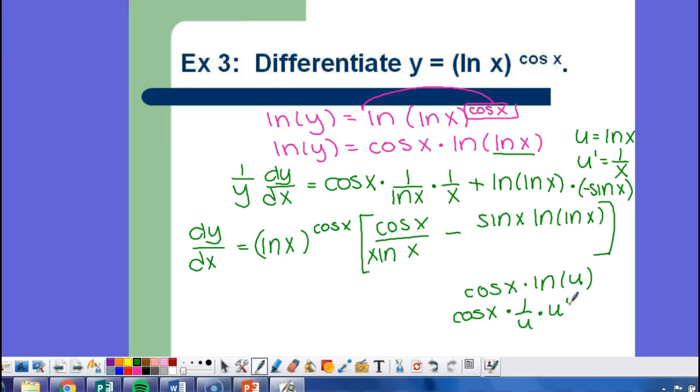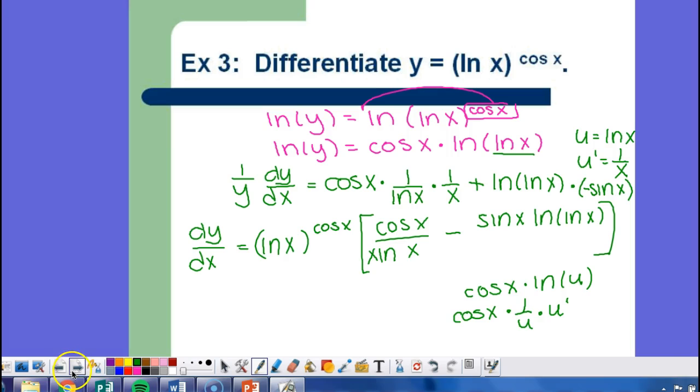Because don't you need another u prime? Because that's the inner part. Right. We can do it on a calculator and I can show you with the number plugged in. Okay? So that's the next one.